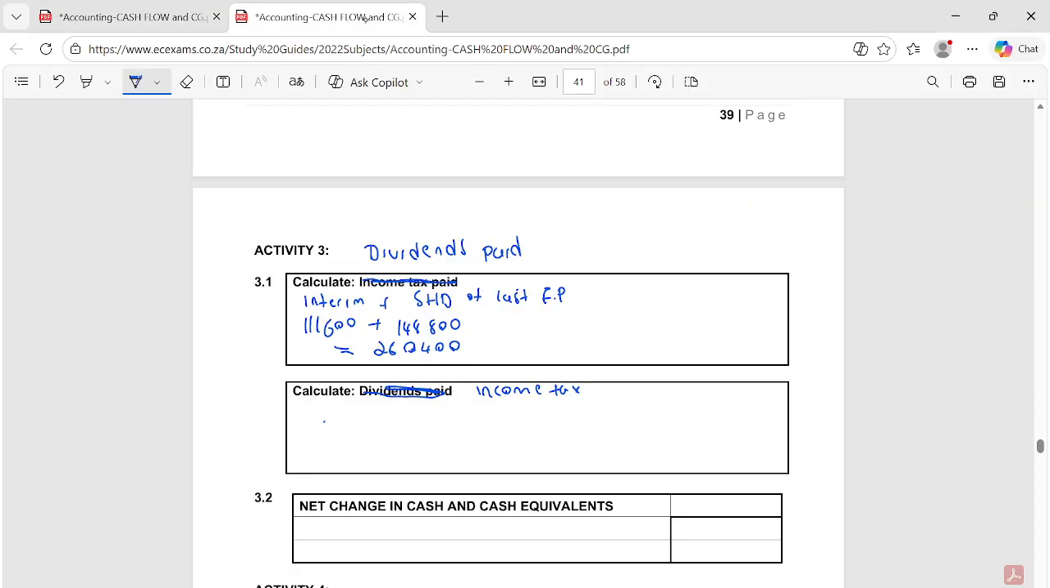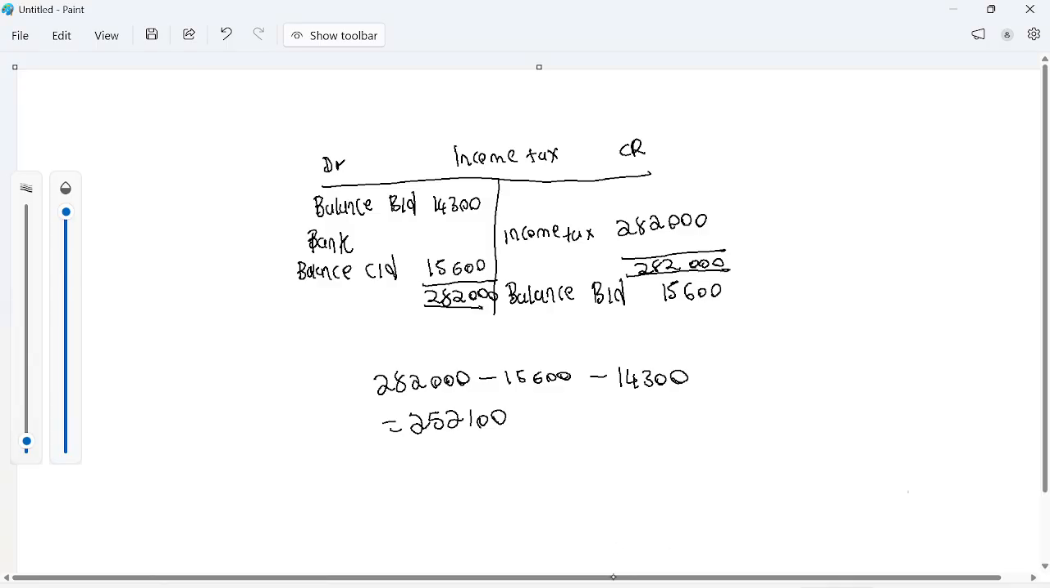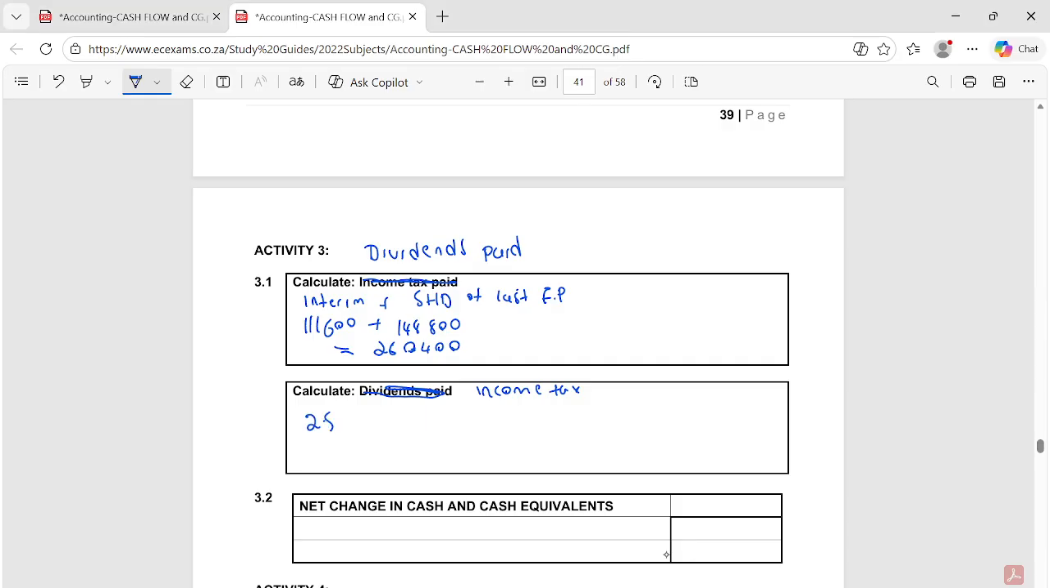So for my calculation, you're going to write what was my income tax, 282,000, minus 15,600 minus 14,300. So therefore your income tax paid is 252,100, right? So that's how you calculate your dividends paid and your income tax paid.